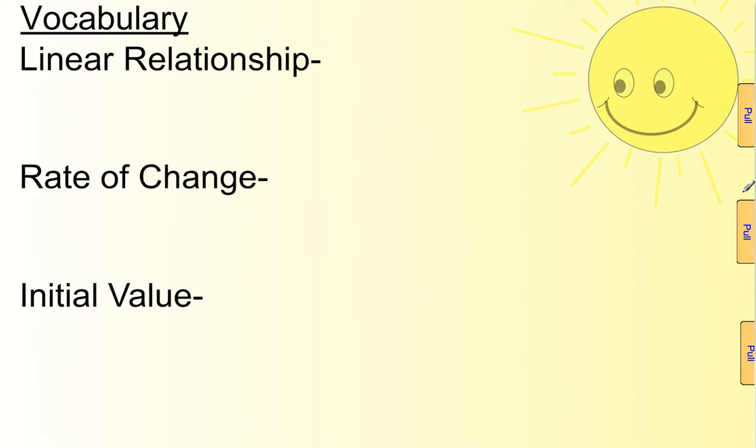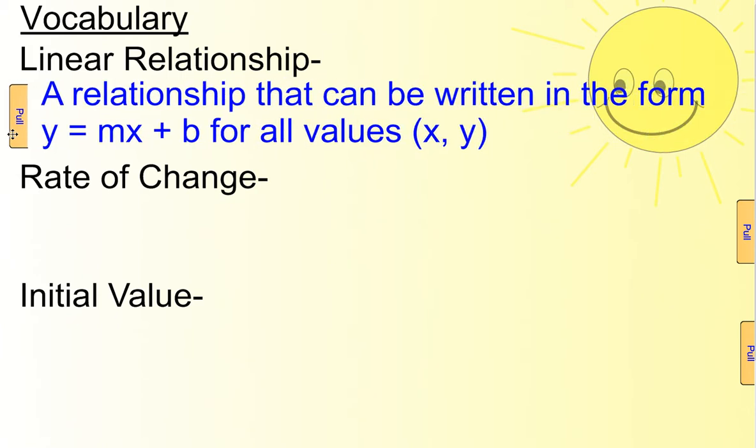So for our vocabulary here, we have three. We have a linear relationship, we have rate of change, and we have initial value. So a linear relationship, which is almost exactly the definition from the previous page here, says it's a relationship that can be written in the form y equals mx plus b for all values of x and y.